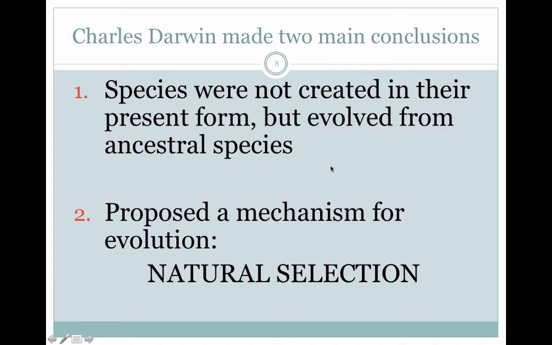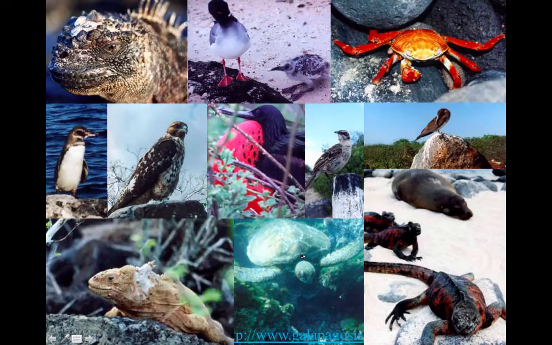So, he made two main conclusions. Species were not created in their present form, but evolved from ancestral species, and he proposed a mechanism. That's natural selection. This is something we're going to spend the rest of this particular video discussing. So, as you can see, again, the wide variety of things that he saw when he was there, everything from Galapagos penguins to marine iguanas to, this is called the magnificent frigate bird. Magnificent is actually a part of its name.